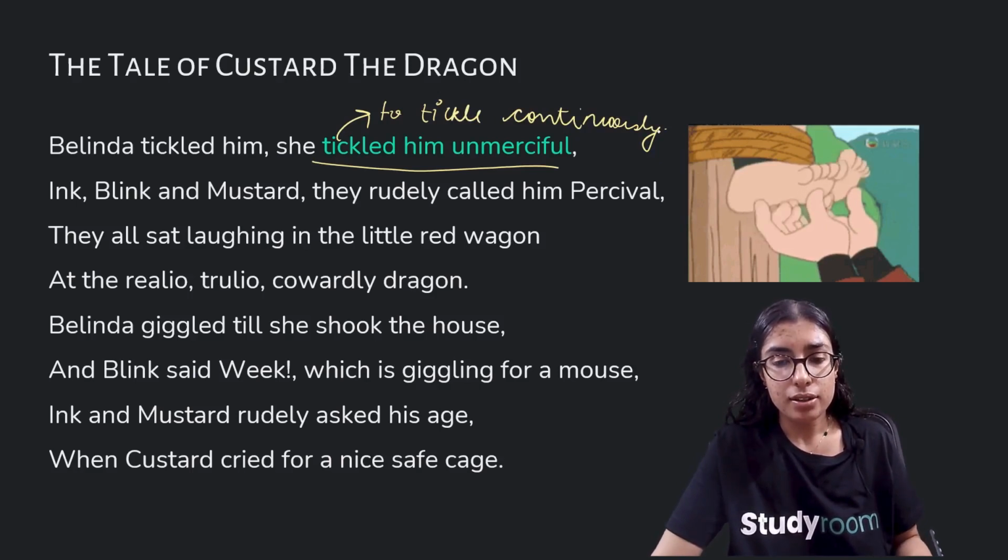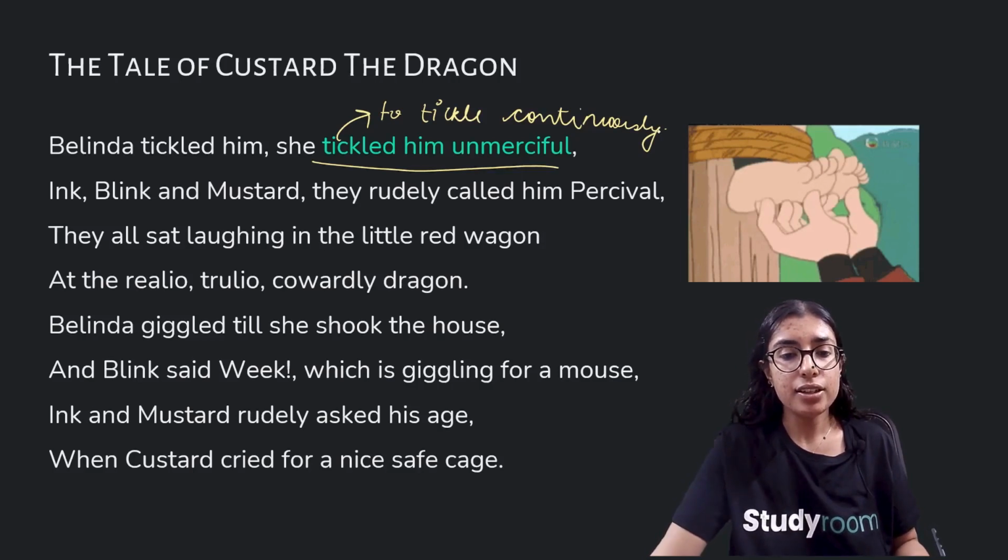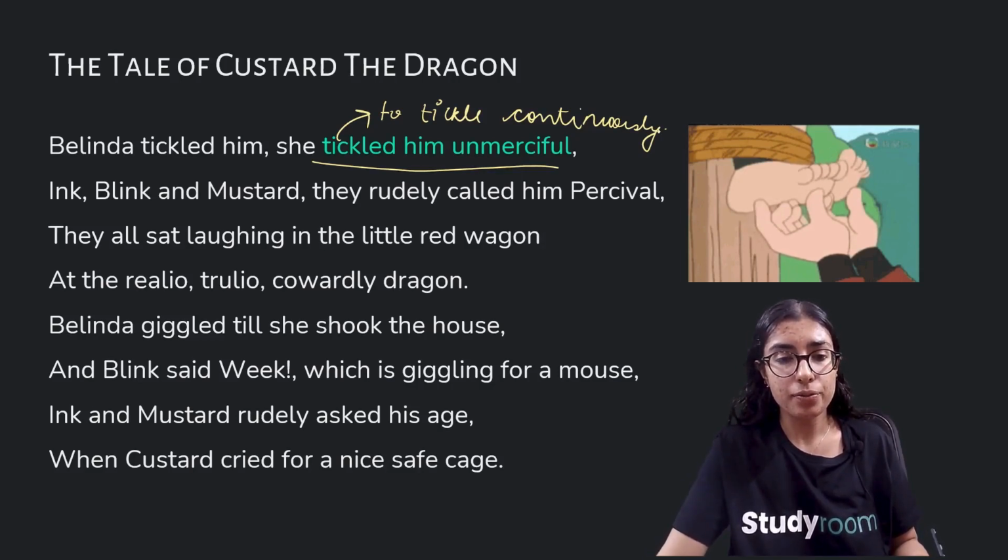Ink, Blink, and Mustard, they rudely called him Percival. They all sat laughing in the little red wagon at the Realio Trulio cowardly dragon. Belinda giggled till she shook the house. And Blink said, "Weak," which is giggling for a mouse. Ink and Mustard rudely asked his age, when Custard cried for a nice safe cage.